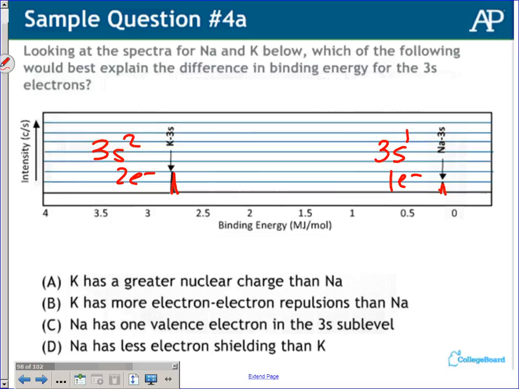Go ahead, Courtney. Okay, so between them, the only difference that will make a difference in binding energy of the 3s orbital will be the strong pull of the protons. So the effective nuclear charge is greater, therefore binding energy is higher for potassium than for sodium's 3s orbital. Thank you. So A should be the correct answer.